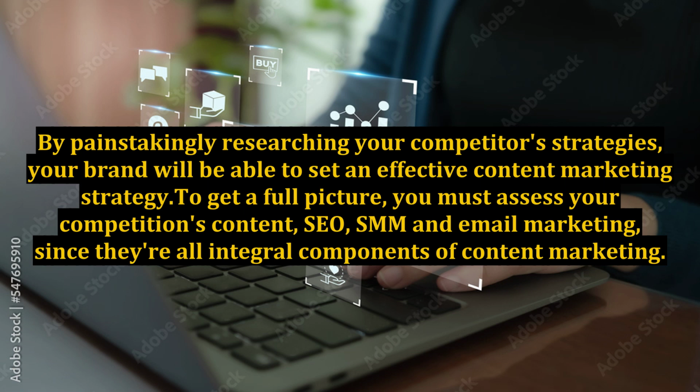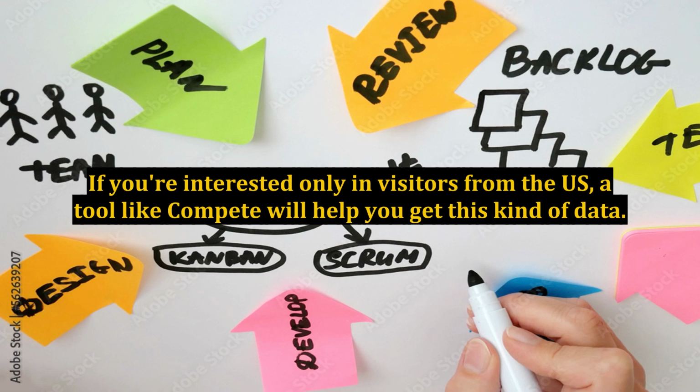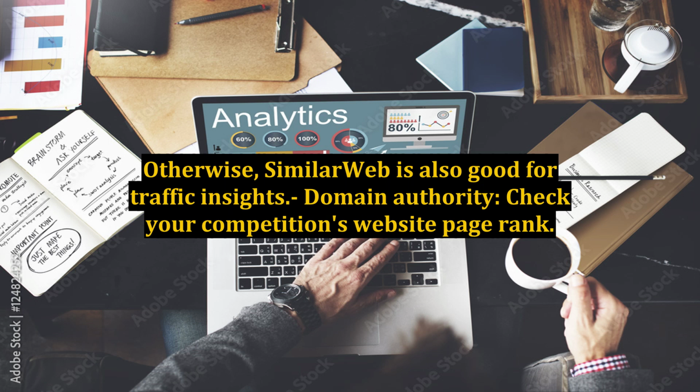SEO. Which keywords do they rank for? You can use tools like Alexa Competitive Keyword Matrix, SEMrush, or Moz to find out which keywords are performing the best, paid for or organic. Site traffic. How is their website performing? How many visitors are they getting each month? If you're interested only in visitors from the US, a tool like Compete will help you get this kind of data. Otherwise, SimilarWeb is also good for traffic insights.